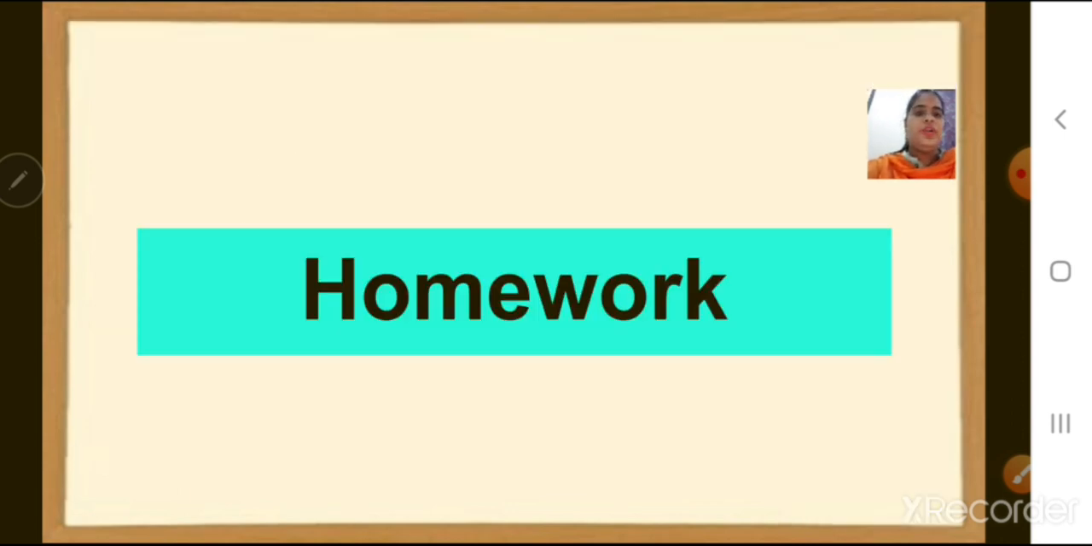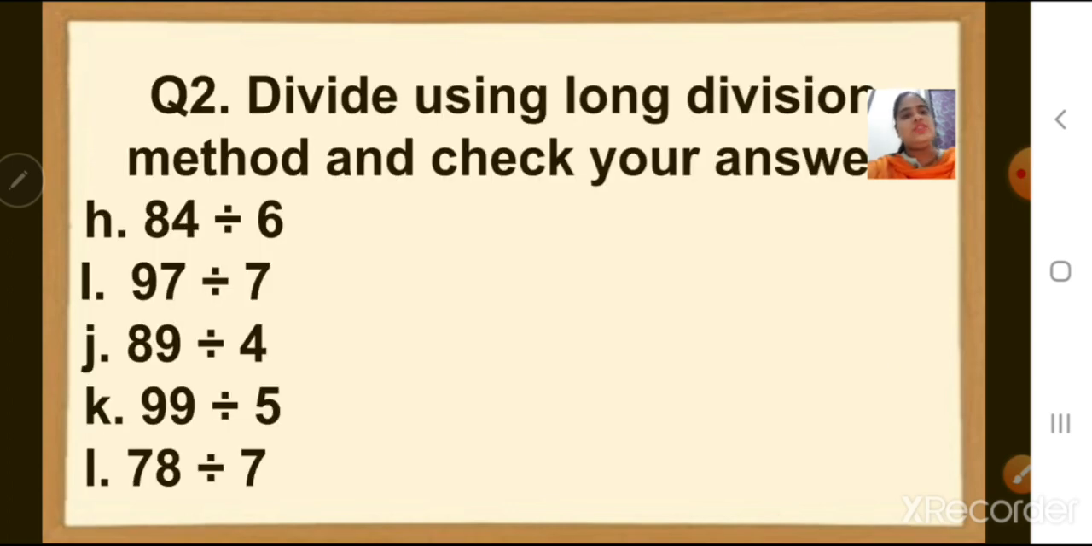Now it's time for homework. For homework children, we have the rest of the sums from question number 2. So first you are going to divide and then you are going to check whether the answer is correct or not with the help of the formula.